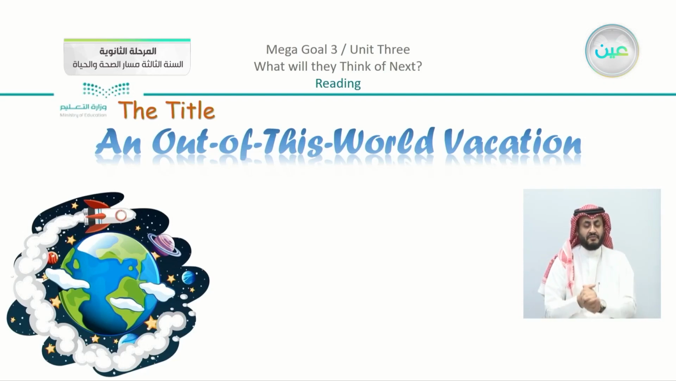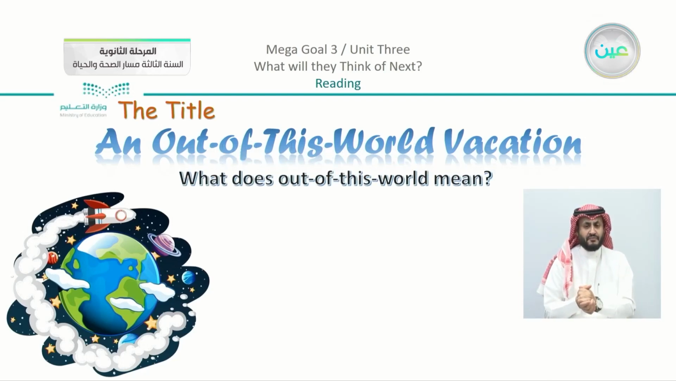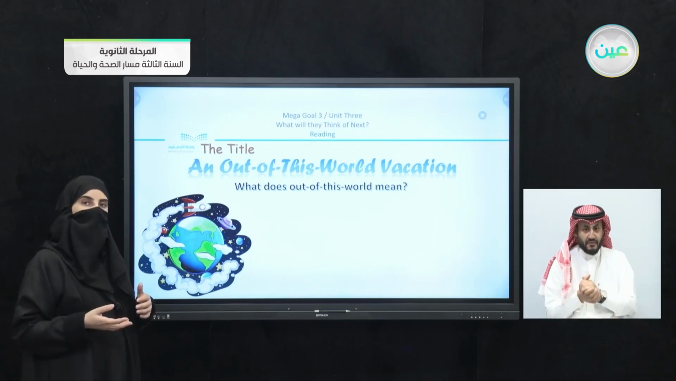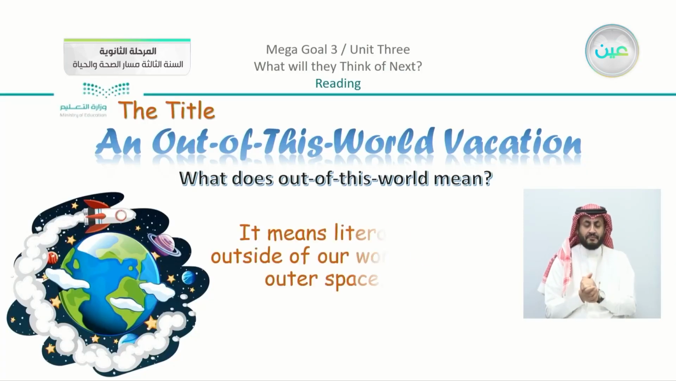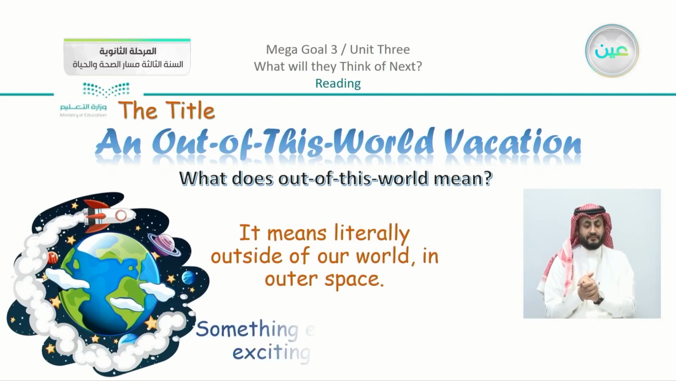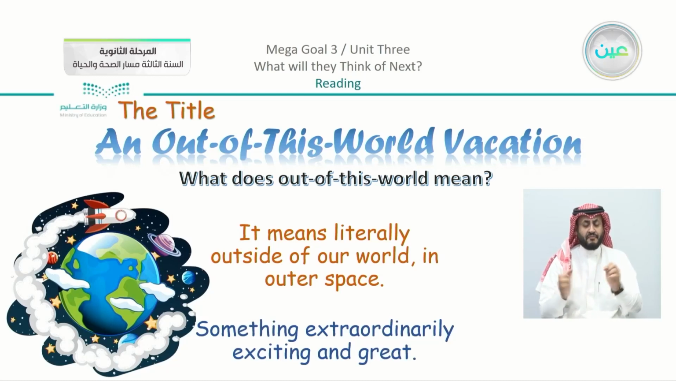Actually, the title itself is something that is unusual. What does out of this world mean? Do you know what it exactly means, or have you ever heard it before? So when we say that something is out of this world, it literally means outside our world, which is in outer space. And it can have another meaning here: something extraordinarily exciting and great. So when something is great and you feel that it's exciting, you can say that it is out of this world.